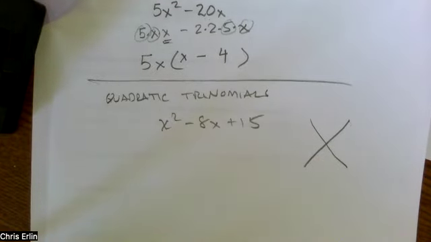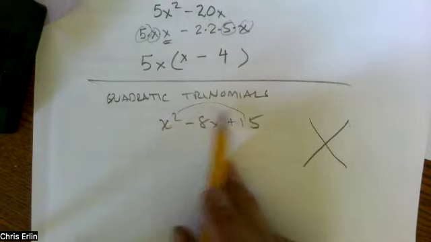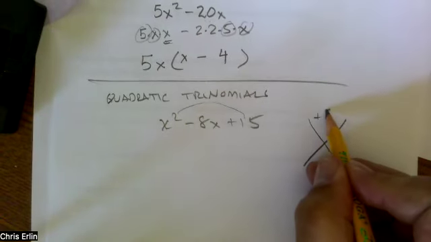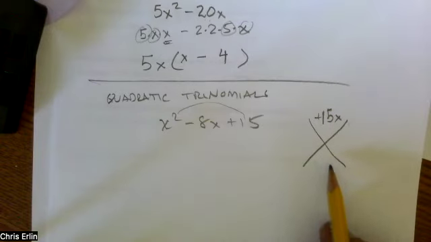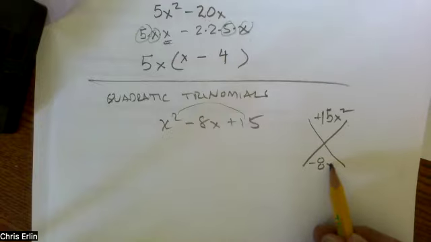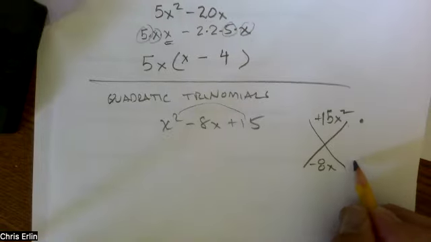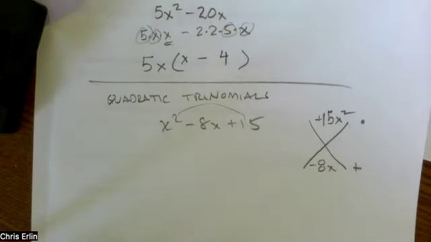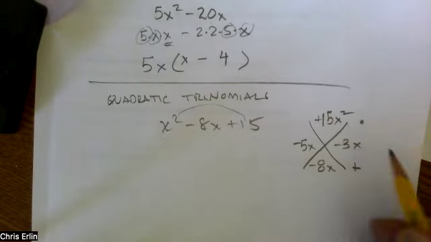We use a diamond or an X. And in the top, we put the product of the first and the last term, positive 15x squared. And in the bottom, we put the middle term. We're looking for what numbers multiply together to make the top, and at the same time add together to make -8. What would that be in this case? -5x and -3x.